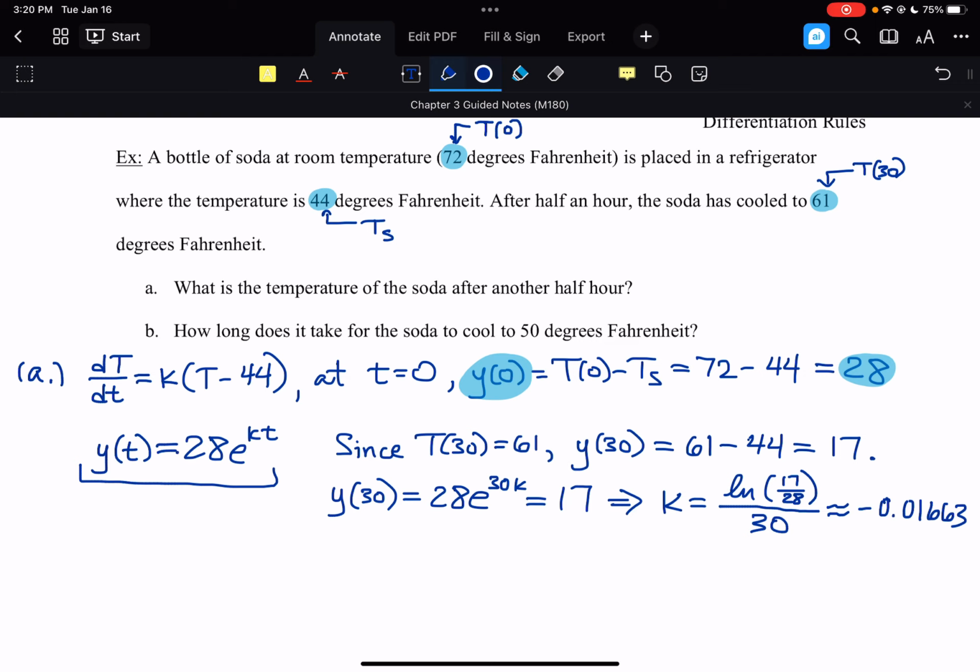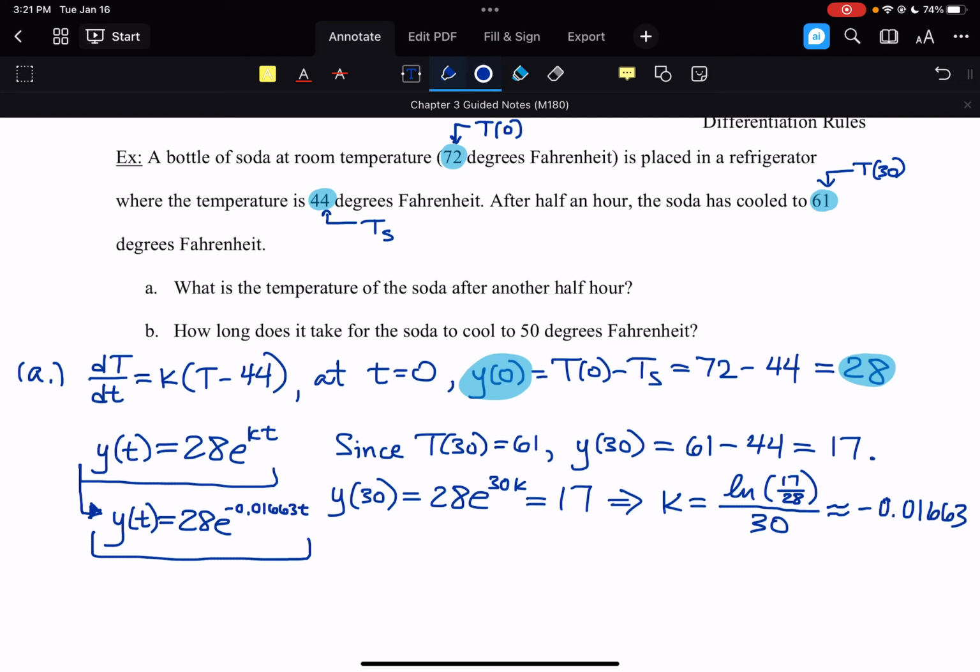So our formula for temperature difference becomes 28 e to the negative 0.01663 t. And yes, the k value can be negative, and it should be negative here because we're talking about exponential decay. The amount of temperature is decreasing as time passes.